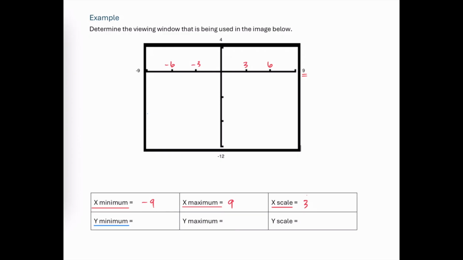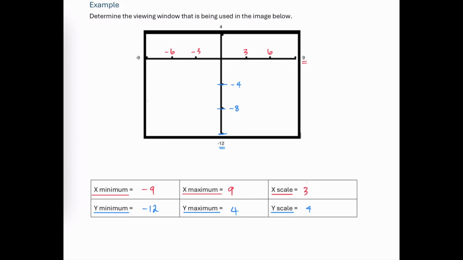Along the y-axis, we can see that the y minimum is -12, the y maximum is +4, and since we have 3 tick marks in the direction of y to get us to 12, 12 divided by 3 is 4, and that means that we're jumping by 4s to get us down to this -12. Again, we only have 1 tick mark in the positive y direction, which is consistent with a jump by 4 units, and that means that our y scale is 4.